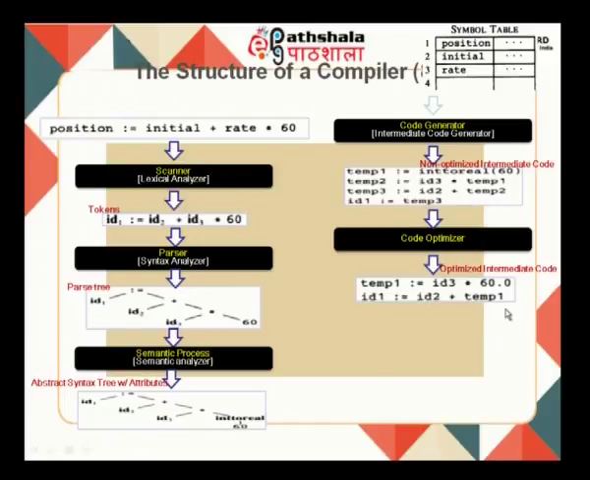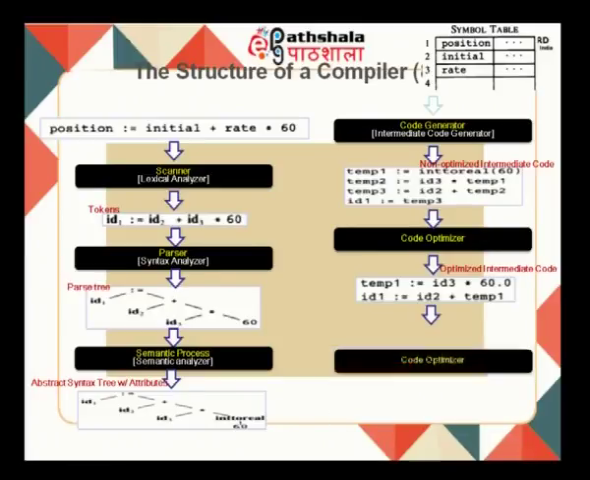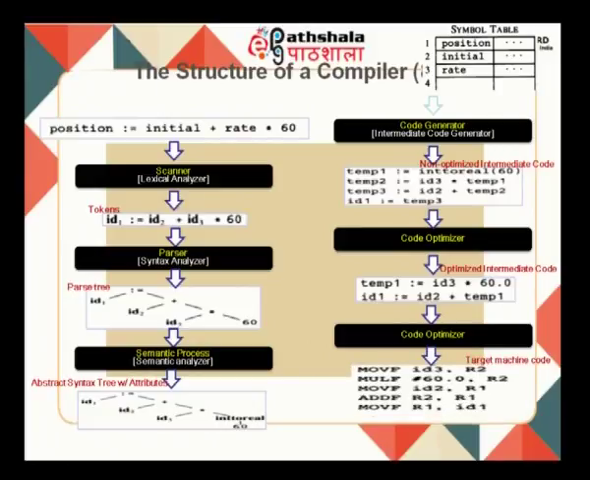So, I will simply call this as ID1 is equal to ID2 plus temp1. So, I have done some optimization here. There are a lot of optimizations available, and we will go through that as we move on to the next modules. And then finally, the code optimizer will give this output, and the code generator will take this as an input and then convert this into machine instructions.